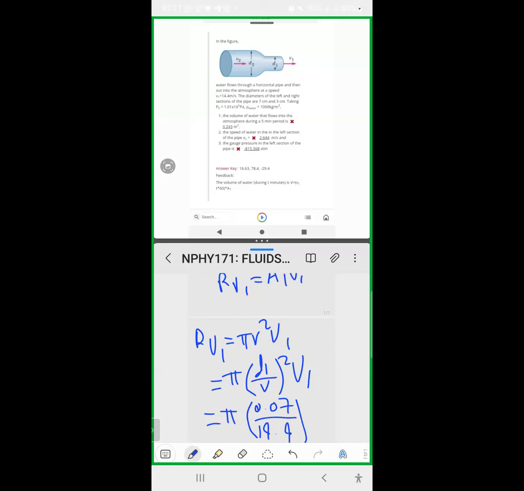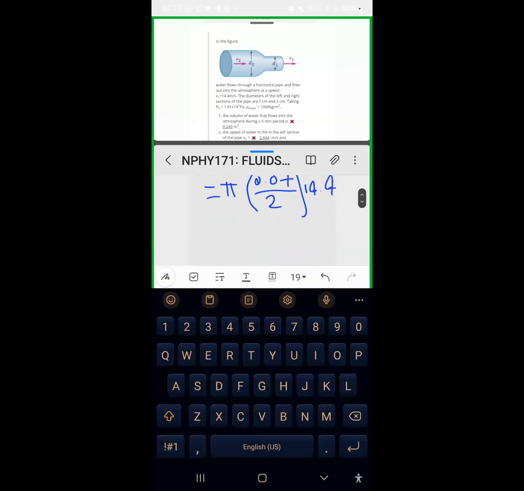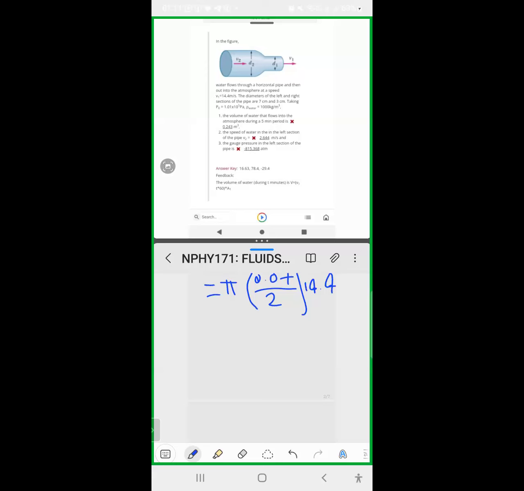No, I made a mistake. This is divided by 2. D1 divided by 2, because the radius is half of the diameter. So this is divided by 2 and then multiplied by 14.4. So let's punch this on a calculator.